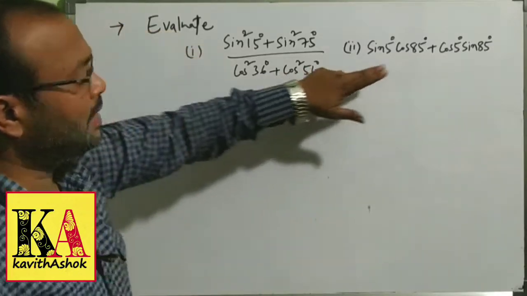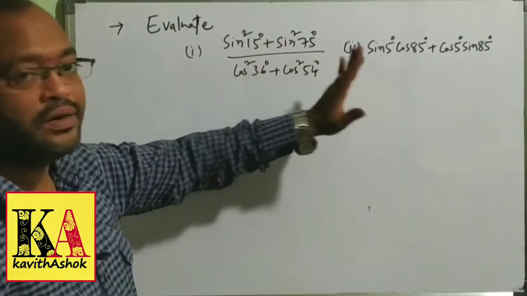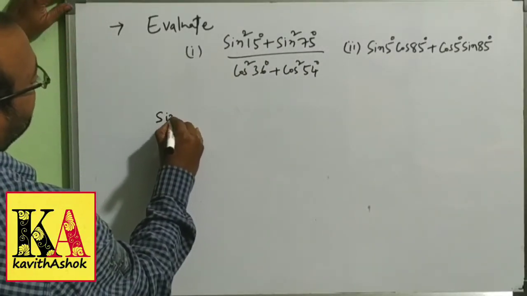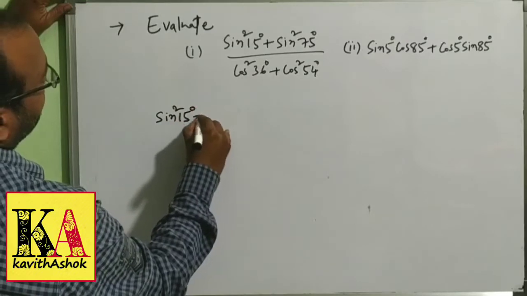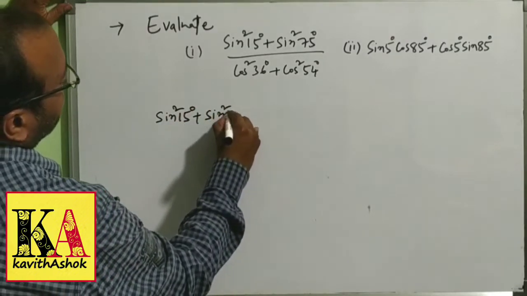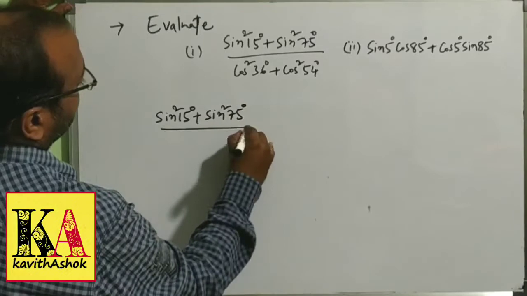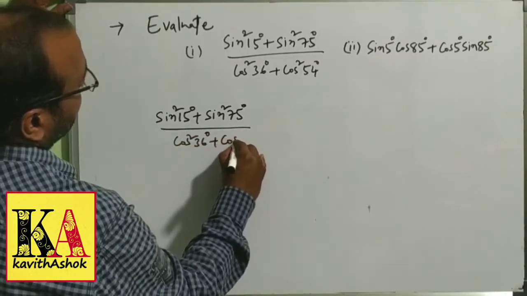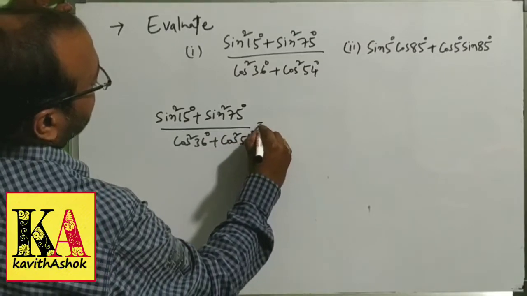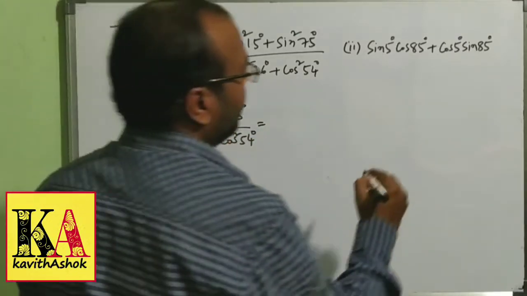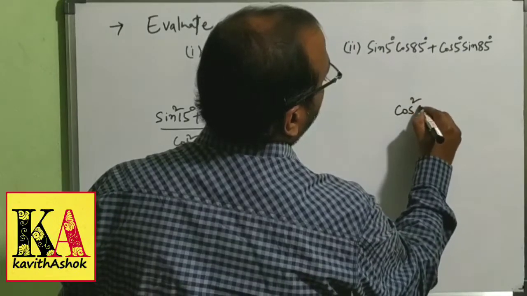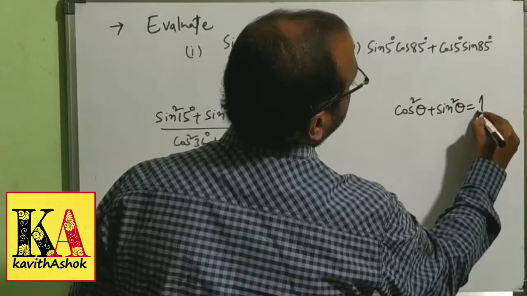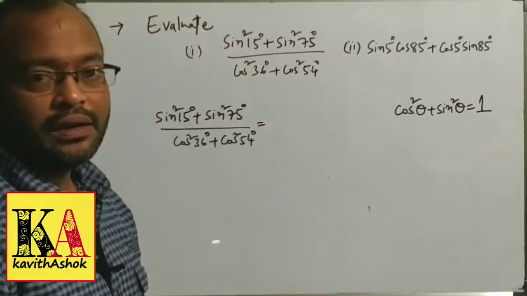Next, evaluate this one and this one. So we have to evaluate these two questions. Look here now. Sine square 15 degrees plus sine square 75 degrees by cos square 36 degrees plus cos square 54 degrees. In terms of sine and cos, we have only one identity: cos square theta plus sine square theta is equal to 1. This is our identity. If necessary, we can use this one.